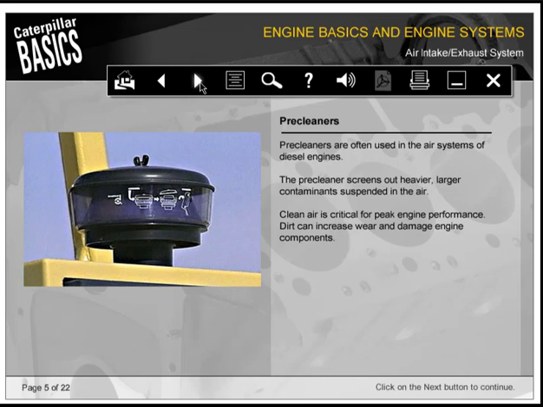Pre-cleaners are often used in the air systems of diesel engines. The pre-cleaner screens out heavier, larger contaminants suspended in the air. Clean air is critical for peak engine performance. Dirt can increase wear and damage engine components.